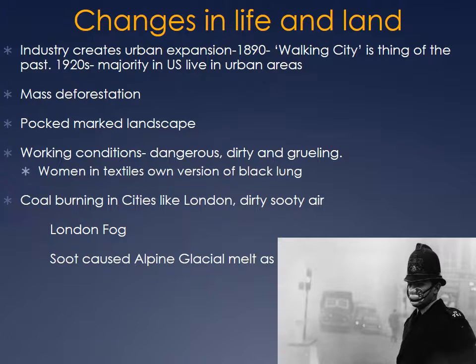One, it creates huge urban expansion, and of course, cities like New York use rail lines, the subway, to interconnect them, as does London, which is pictured here. But the Industrial Revolution also results in mass deforestation, mined and pockmarked landscapes. Working conditions become dirtier, more grueling, longer hours, more dangerous because of the machines. Women themselves were made susceptible to incredibly dangerous conditions in the textile mills.